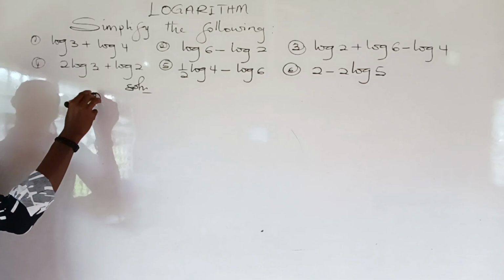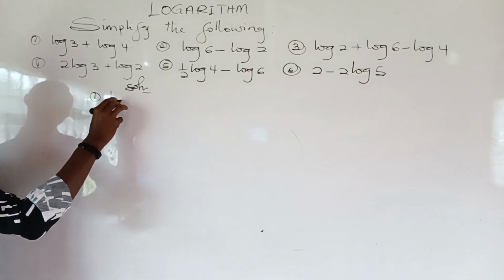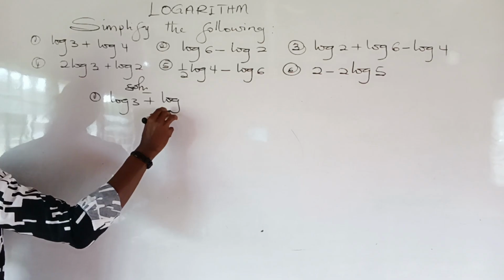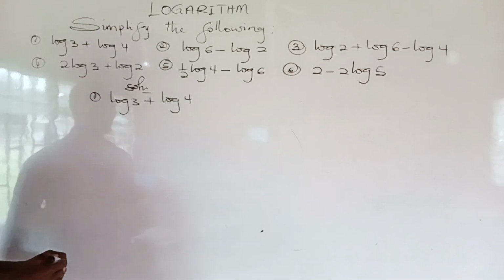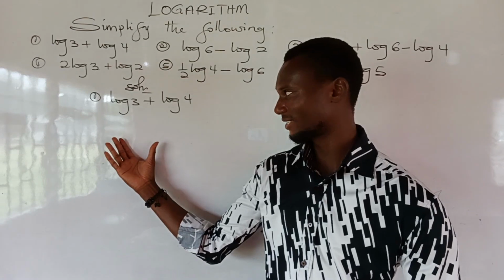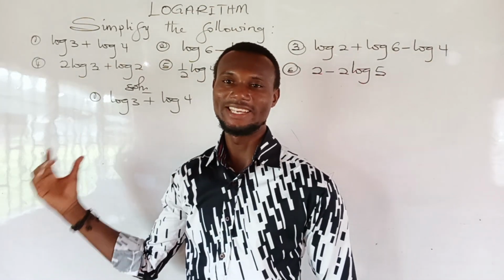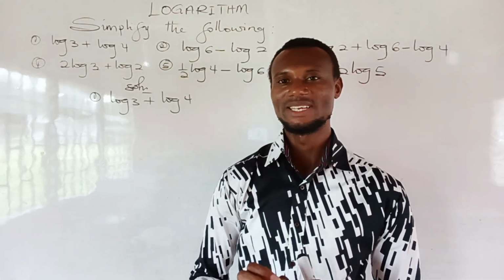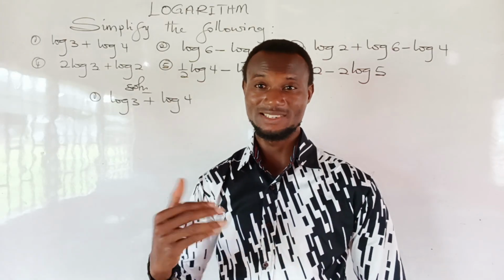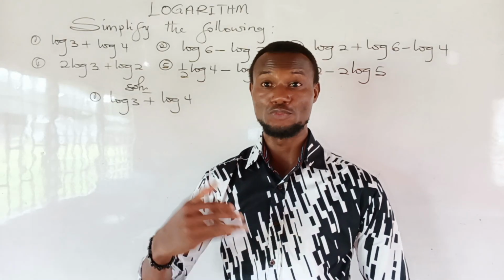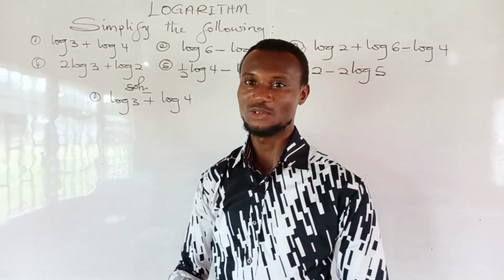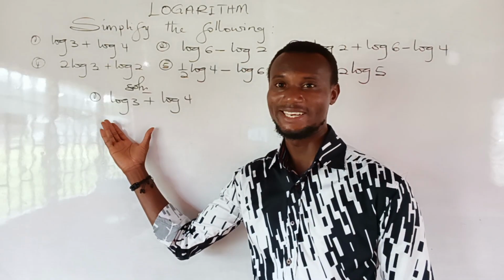So the first one, I have log 3 plus log 4, and the question says we should simplify it. For us to simplify this, we are going to use the product rule of logarithm. We've explained the product rule and we've proved it in the previous videos. So it's the knowledge of it that we are going to apply to simplify this.